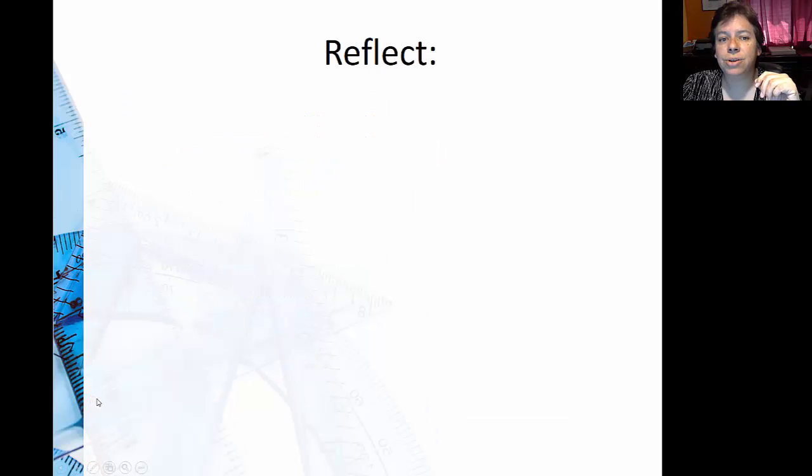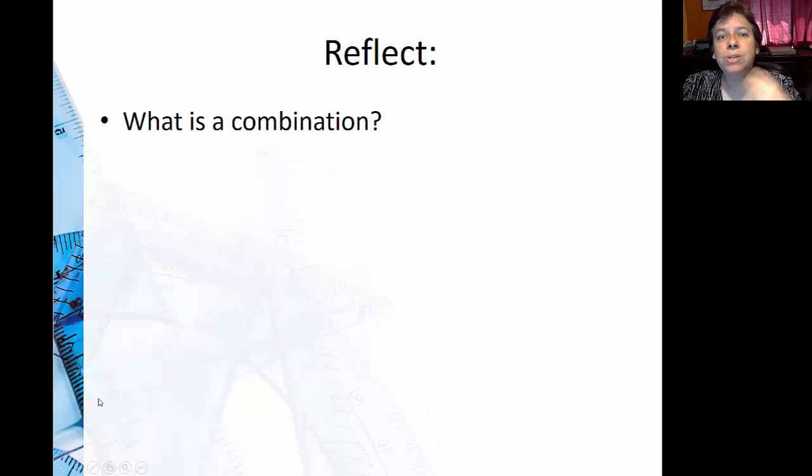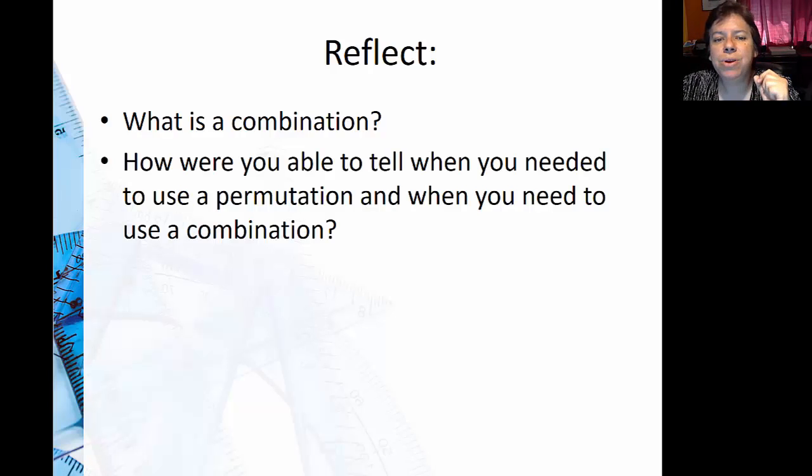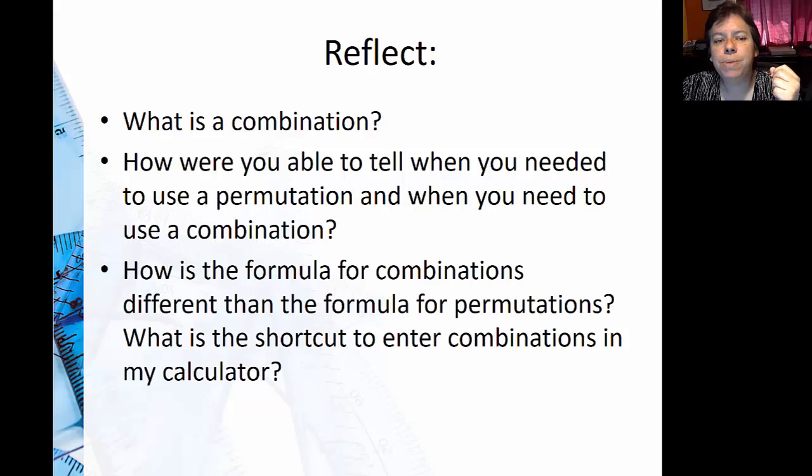So for further reflection, what is a combination? Well, it's a number of ways to arrange or pick something. I don't want to say arrange, you got to be careful. When order doesn't matter. And how were you able to tell when you needed to use a permutation and when you needed to use a combination? How is the formula for combinations different from the formula for permutations? And what is a shortcut to enter combinations in the calculator?